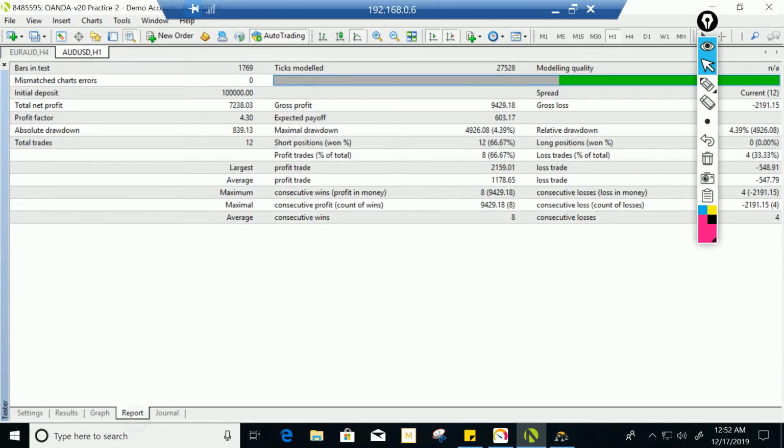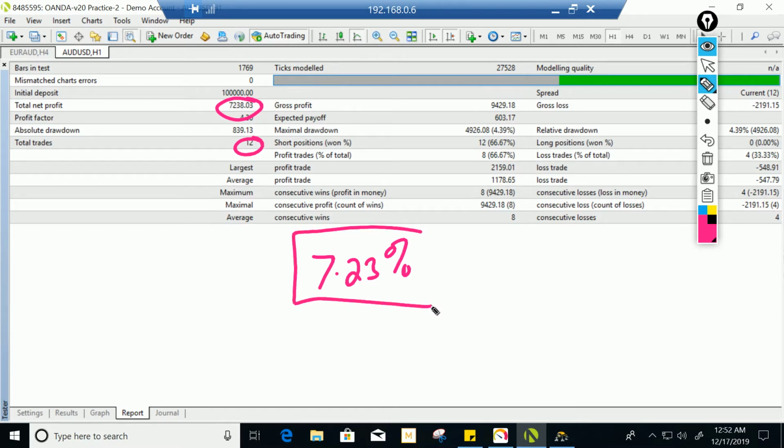And you can see if I go back to the report, we picked up 12 trades right here, 12 short trades. And our return on investment was 7.23% right here. So that is the rate of return. It's a little bit higher than we had before. We had a buy and sell option, but now we picked up no buys and we're only looking to sell. So there we go. One opportunity right here.